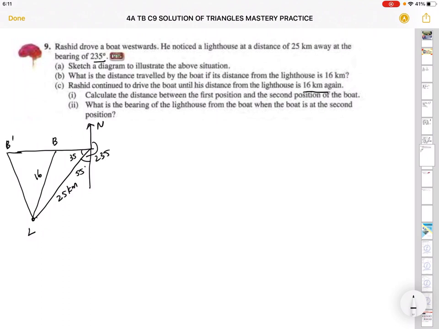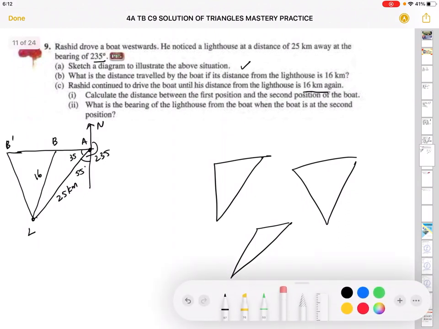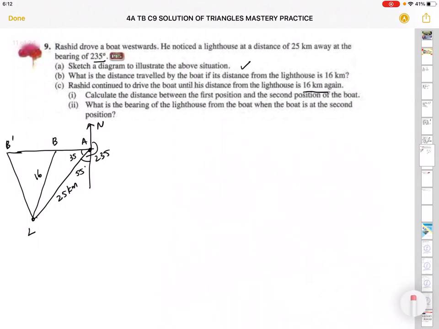So if you just read the first line, you probably wouldn't know how long you should draw this, right? I mean, you probably can draw like this, or like this, or like this. So we wouldn't know if it's actually acute angle or obtuse angle or even right angle, right? So I just draw the whole thing after reading the whole question. All right, what is the distance travel when it is 16 kilometer from the lighthouse? So, okay, number one, I will know all these angles, right? I know this is 55, 35. I hope you know why it's 35. Right? West means going to the left, the angle is 270. You can say 270 minus 235, you get 35.